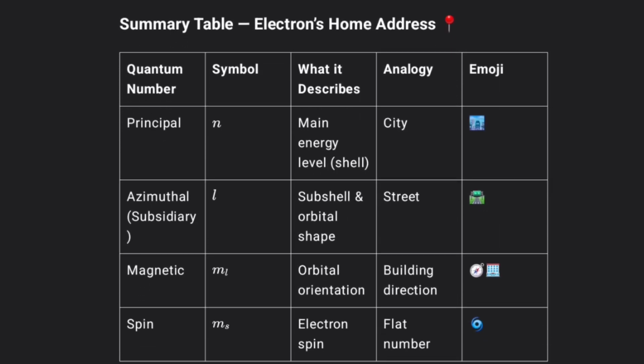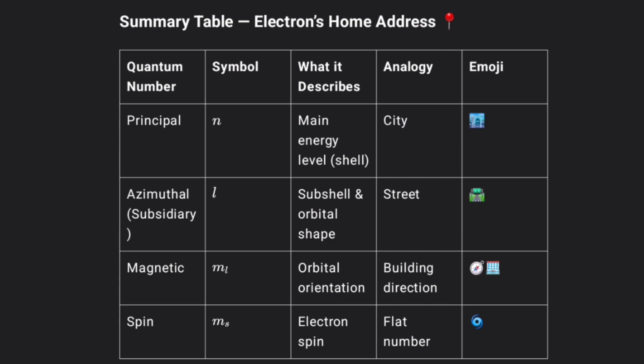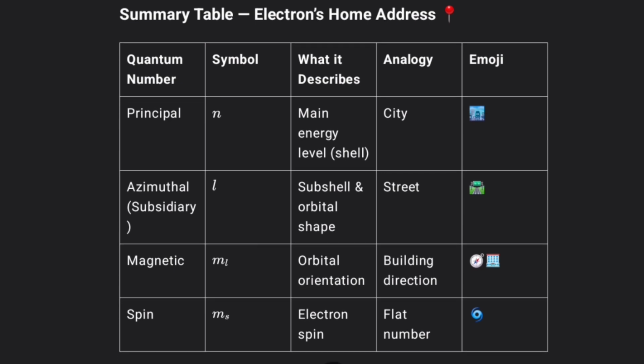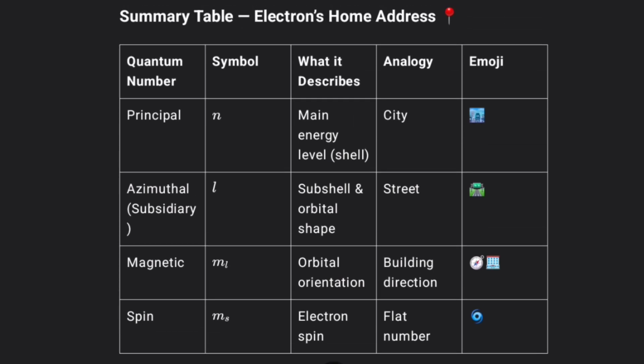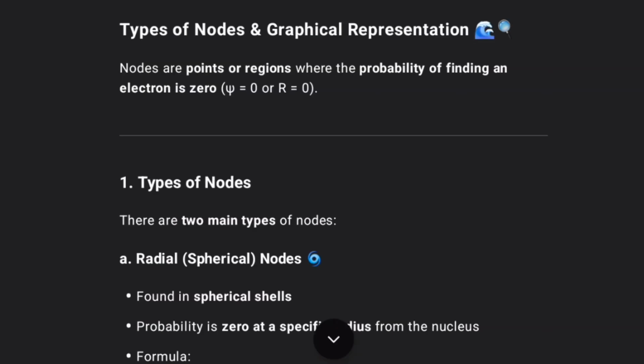Summary table, the electron's home address: quantum number, symbol, what it describes, analogy. Principal n, main energy level, shell, city. Azimuthal l, subshell and orbital shape, street. m_l, orbital orientation, building direction. Want a visual diagram, a graphical representation?